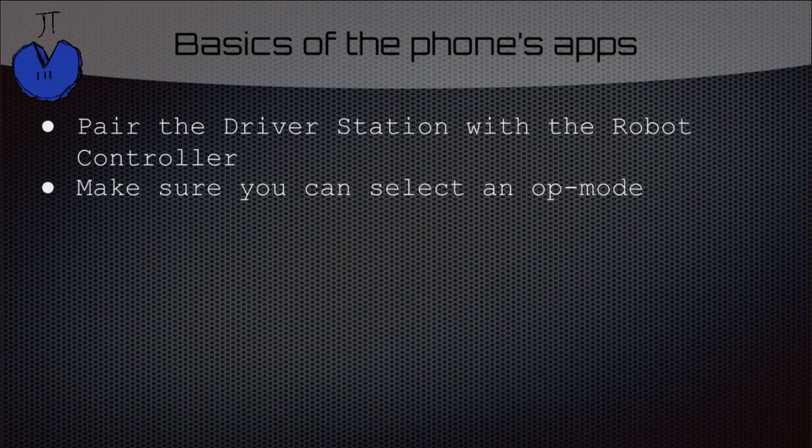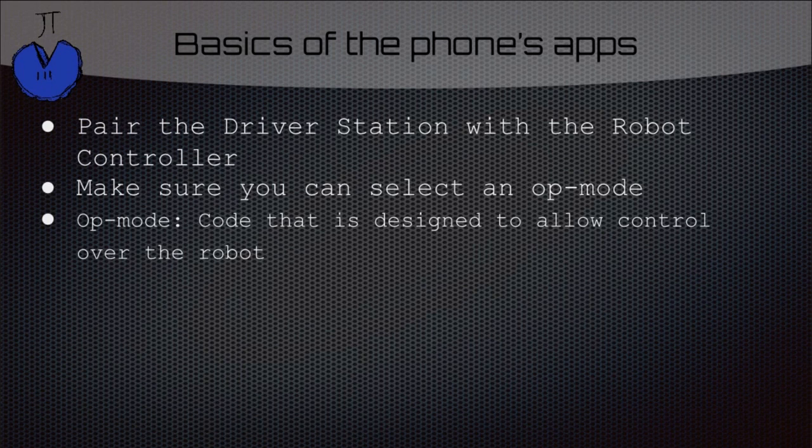Okay, so next we're going to make sure you can select an OpMode and know what an OpMode is. An OpMode is code that is designed to allow control over the robot. So this is the code that you will actually write to give your robot certain behaviors. So if you wanted your robot to pick up a cube or shoot a cube or something like that, this is the code that will make your robot do that.